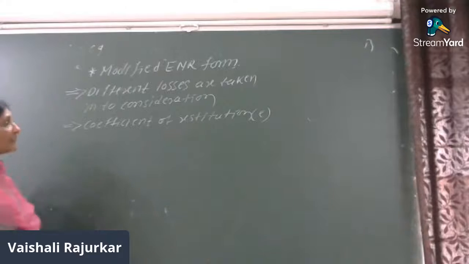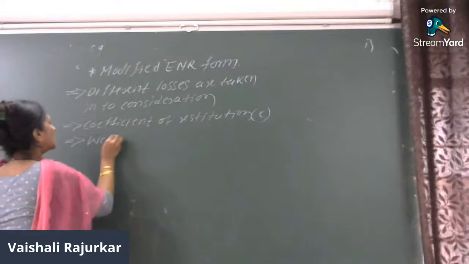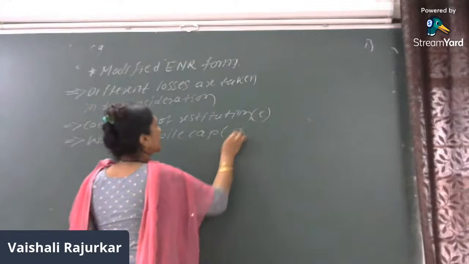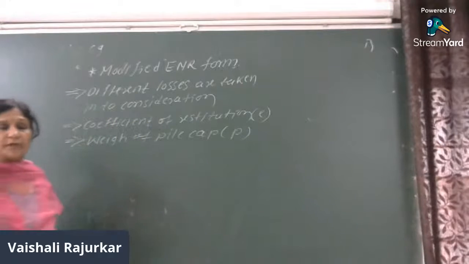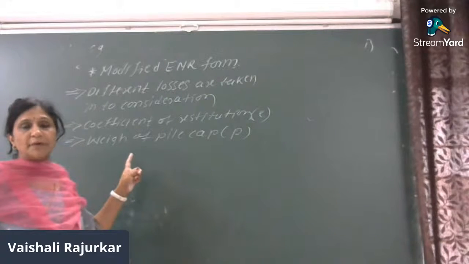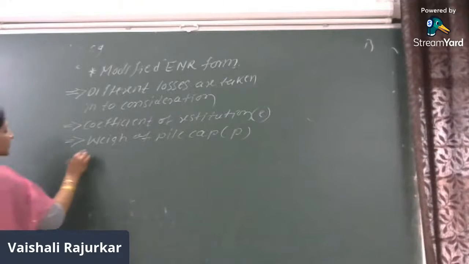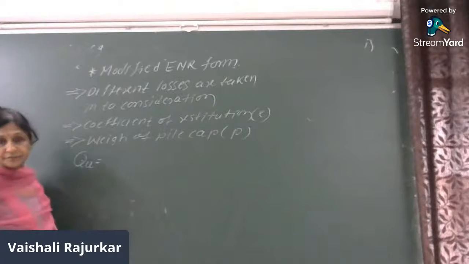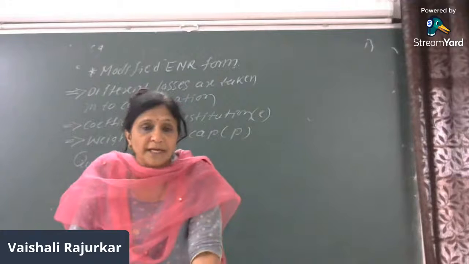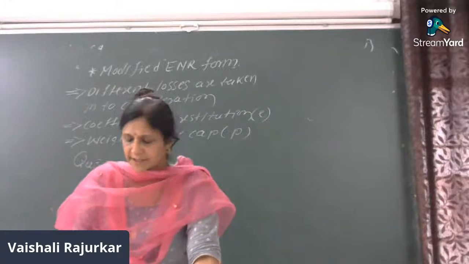Now, one more thing comes into the picture, that is the weight of the pile cap, which is denoted as P. Previously, only the weight of the hammer was taken into consideration, but here, with the weight of the hammer, the weight of the pile cap is also taken into consideration, and therefore the formula is Qu equal to... In the previous one, the ENR formula, which is a very approximate formula, the factor of safety is considered as 6.